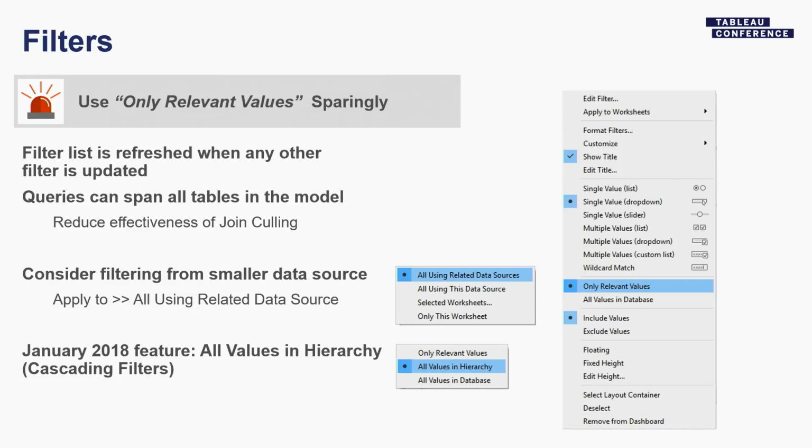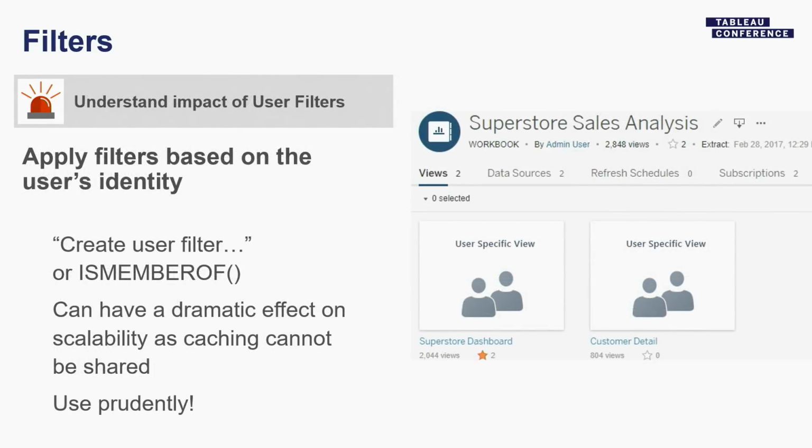And in January of this year, we introduced the all values in hierarchy filter, which is a far more optimal version of only relevant values. It doesn't have the same performance issues as only relevant values does. And if you build a hierarchy out of dimensional values and then place any of those dimensional values on the viz as filters, then by default, you'll see that they're set to all values in hierarchy. So that's a nice little improvement.